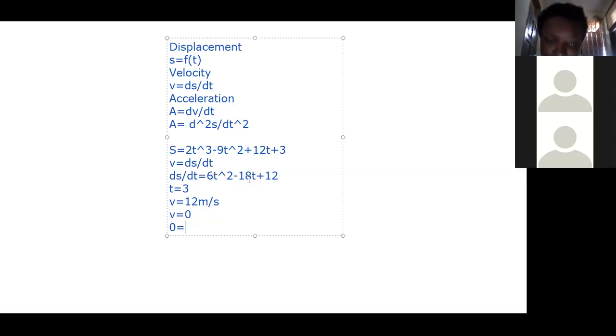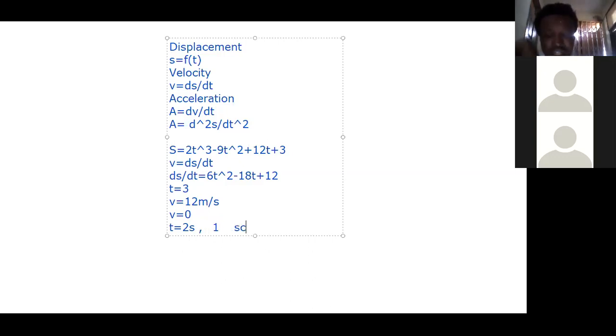So we equate the whole of the velocity to 0. What are you getting, please? We are looking for the when. Yes, what are you getting? 2 and 1. So the time is 2 seconds. The when is 2 seconds and 1 second, right?